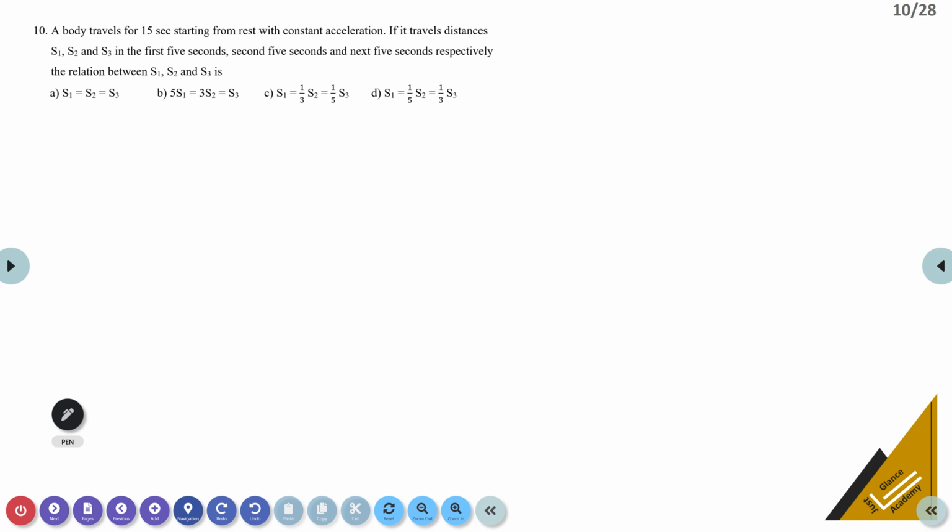The 10th one. A body travels for 15 seconds starting from rest. That is important, starting from rest, and with a constant acceleration. If it travels distances S1, S2 and S3 in the first second, second second, third second, like that. S1 is the distance here, S2 is the distance here, and S3 is the distance here.